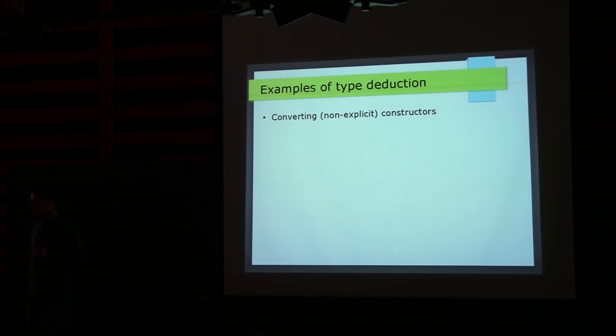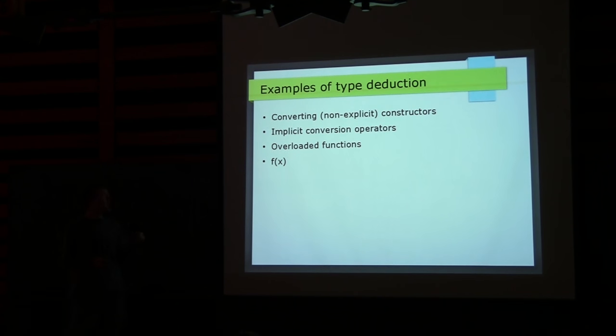Now, C++ adds in a few other things to the mix, such as converting or non-explicit constructors, implicit conversion operators, and overloaded functions. And the three of those combined actually create a fairly powerful type deduction sort of system. When I call f of x, what that really means is look for the function f, consider everything that x has an implicit conversion operator to, consider everything that any arguments of f that we find can be implicitly constructed from an x, and find the best match from all of that combined.